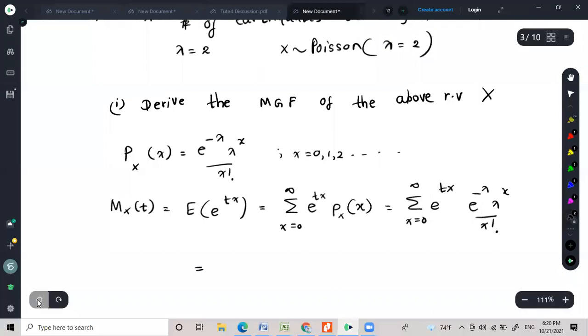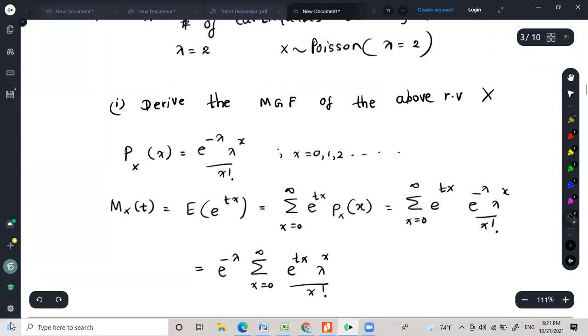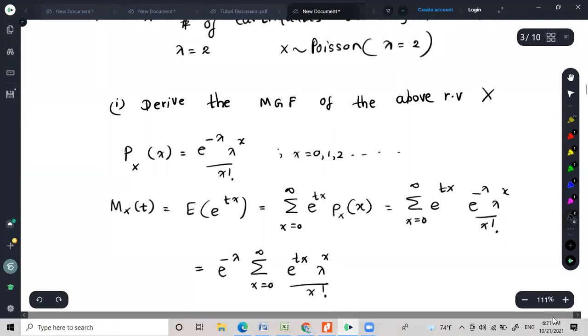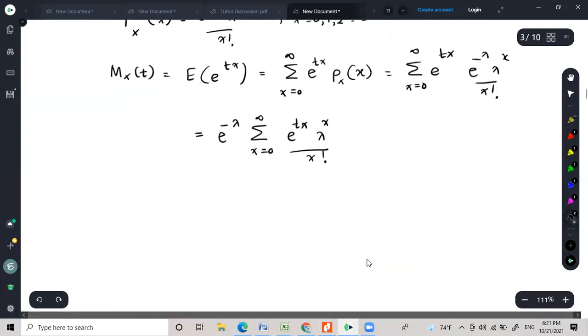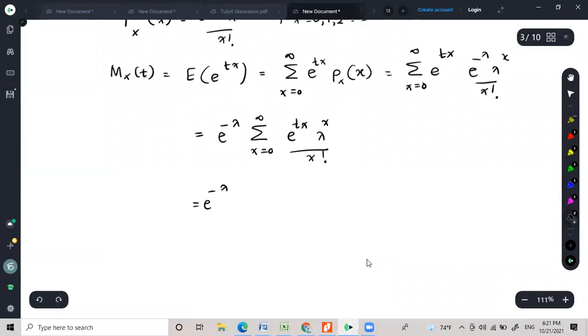Now our summation is with respect to x, so you can take outside the entities which are not depending on x. The only entity which is not depending on x is e to the negative lambda, so let's take it outside. All the other terms contain x, so you have to keep them within the summation. Now this summation, you have to expand it and see what will happen.